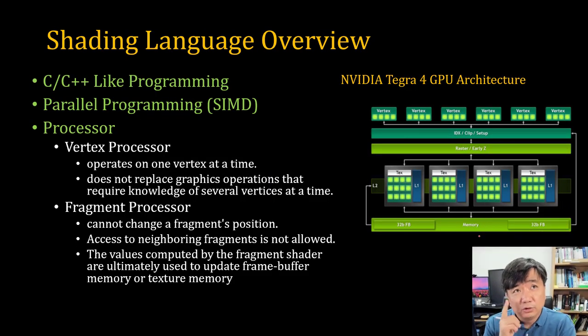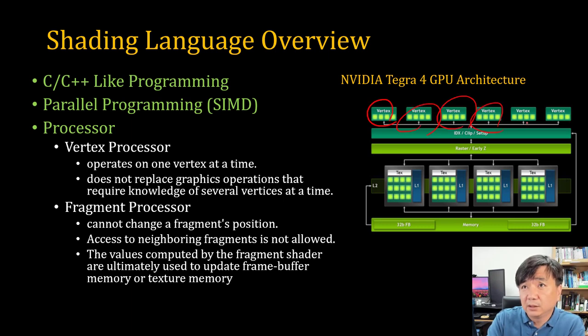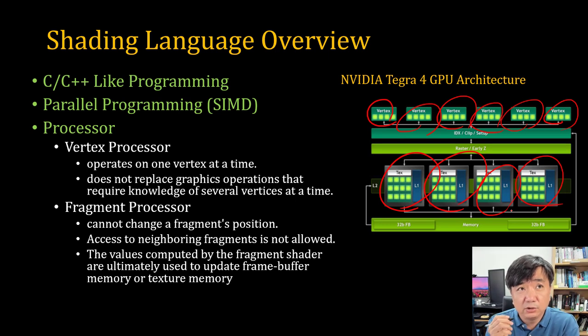The shading language is very similar to C or C++. It is not exactly the same as C or C++. And it is parallel programming. For example, in the NVIDIA Tegra architecture, there are so many vertex processing units, and there are many fragment processing units. So naturally, it should be a parallel program.